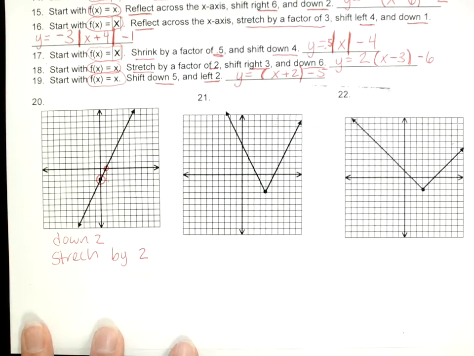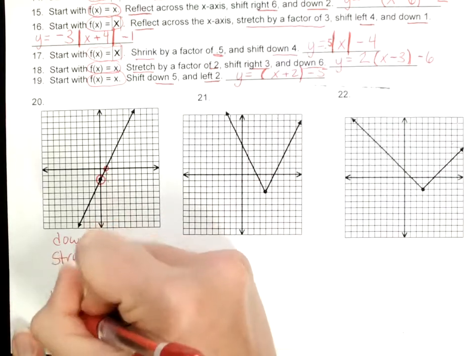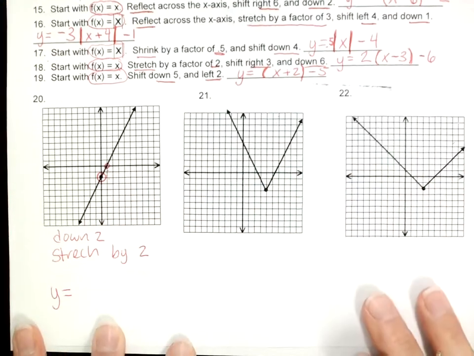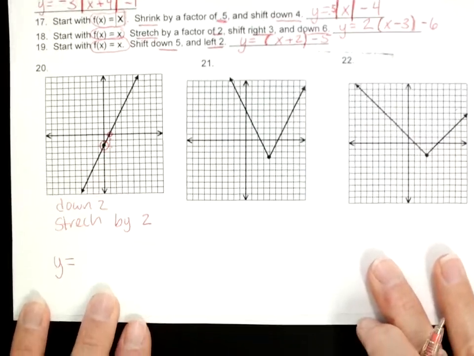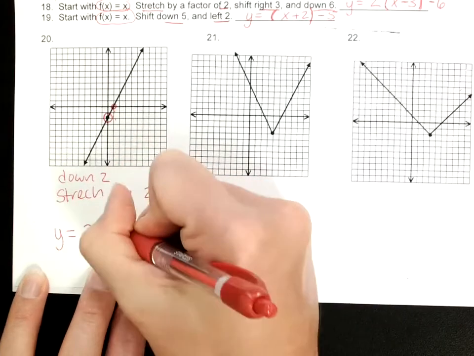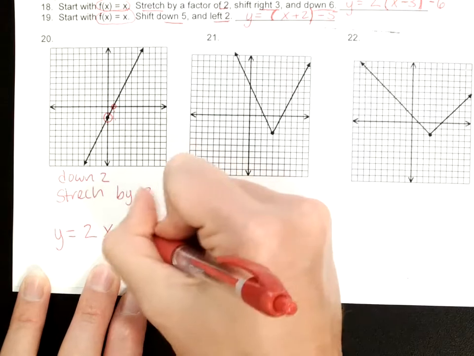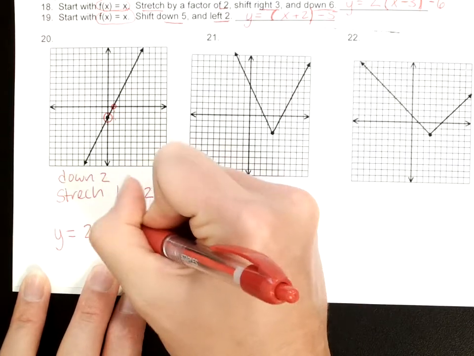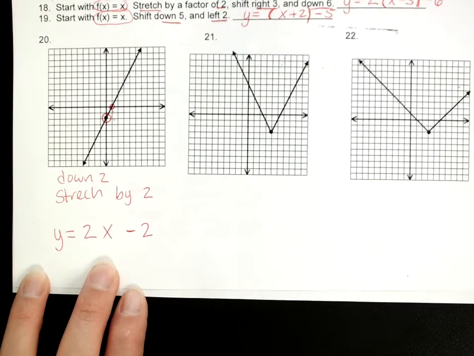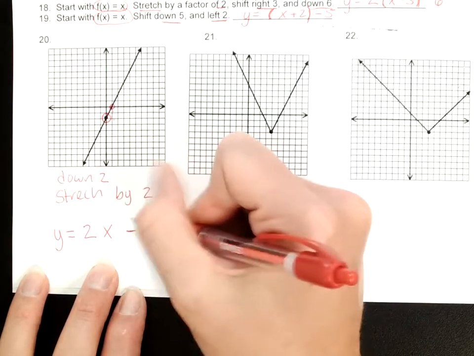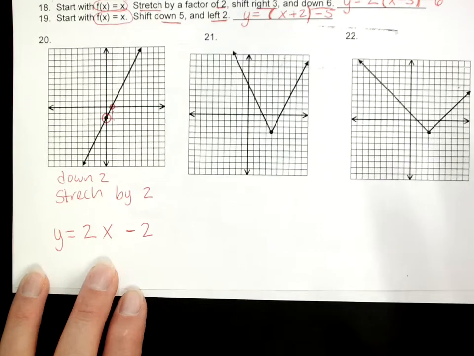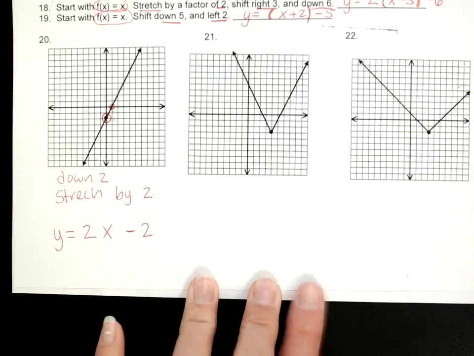What does that make my new equation? Again, this is a linear, so I know y is going to equal something with an x. The stretch goes first, so 2x down 2 is a minus 2. Now technically you could have put parentheses around the x, it's just really unnecessary, but if you want to emphasize the fact that the minus 2 is outside down 2, you can if you want to, it's just very unnecessary.